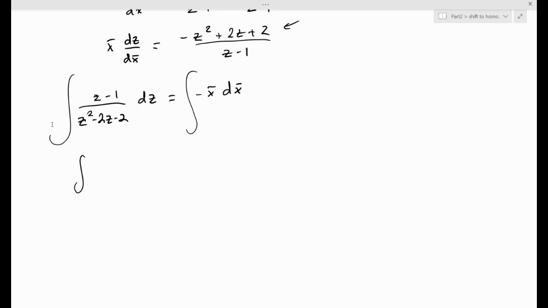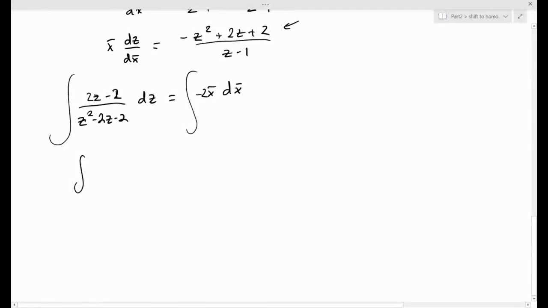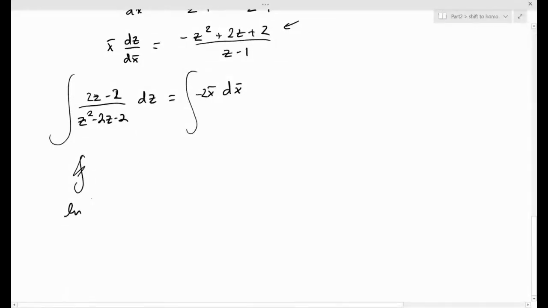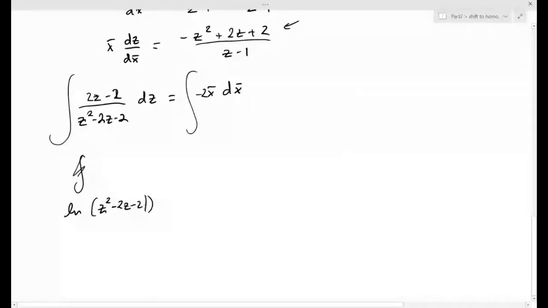Oh, how convenient. Okay. So here, if I multiply the top by 2, and let's say the right-hand side by 2, the numerator is exactly the derivative of the denominator. So in fact, we get natural log of z squared minus 2z minus 2. I guess absolute value, technically.